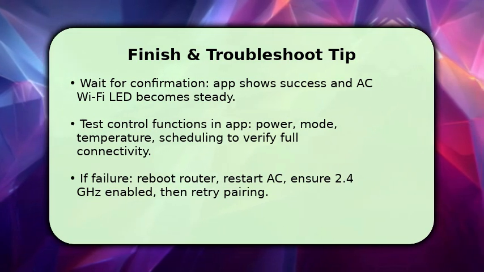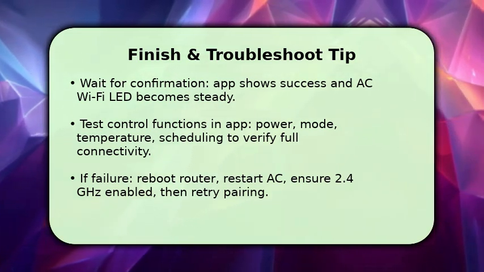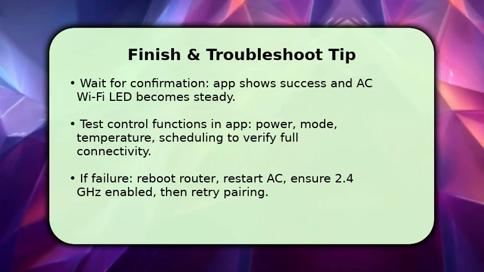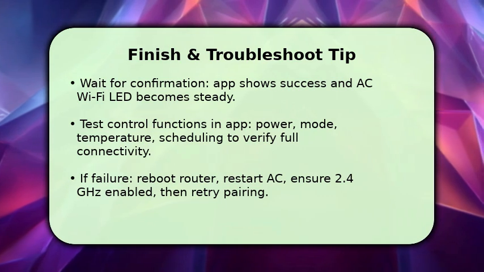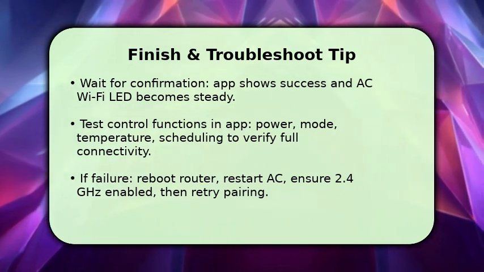If pairing fails, reboot the router and the air conditioner. Verify the router broadcasts 2.4 GHz and not only 5 GHz, and retry the pairing sequence. That single restart resolves most connectivity issues.